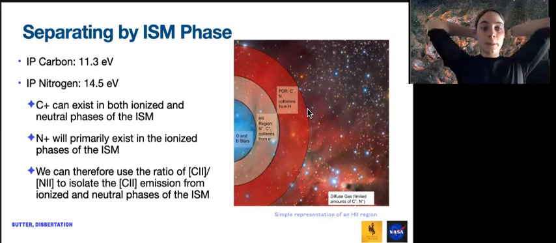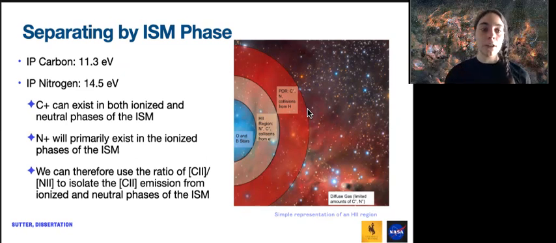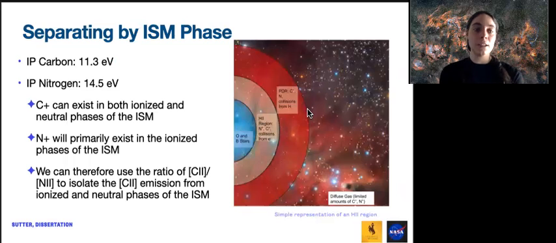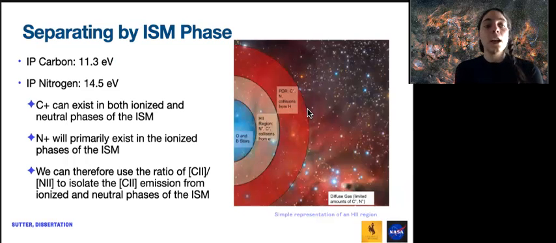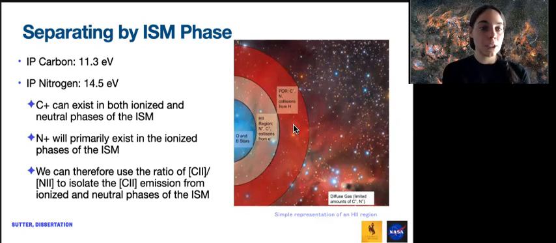Like I said earlier, carbon has a pretty low ionization potential. So it's 11.3 electron volts, which notably is below the 13.6 electron volts needed to ionize hydrogen. So we can see singly ionized carbon both in H II regions surrounding young stars, as well as in the neutral PDRs surrounding those H II regions.